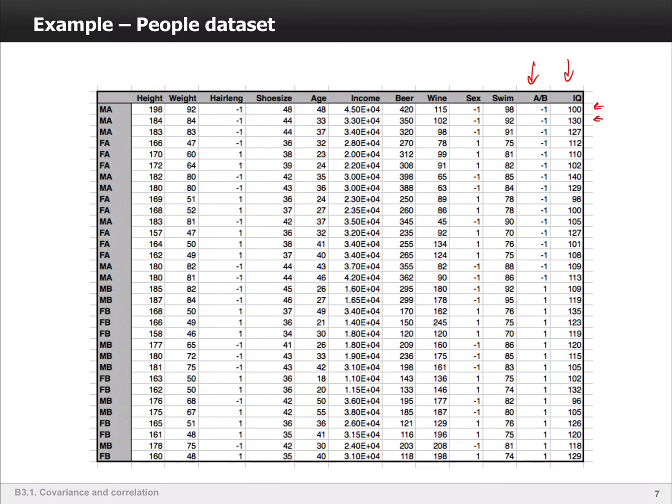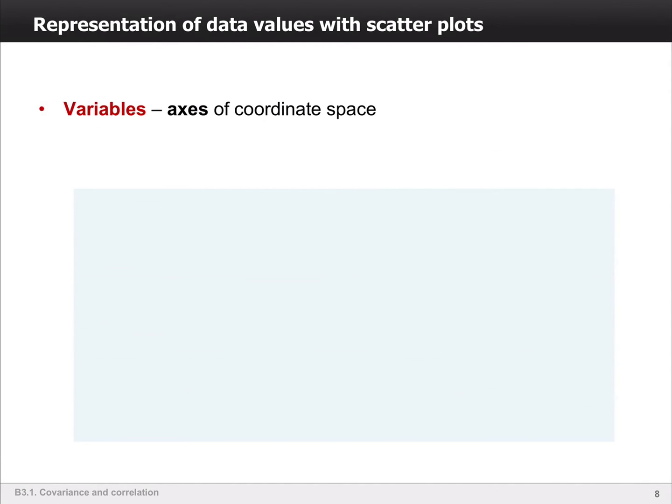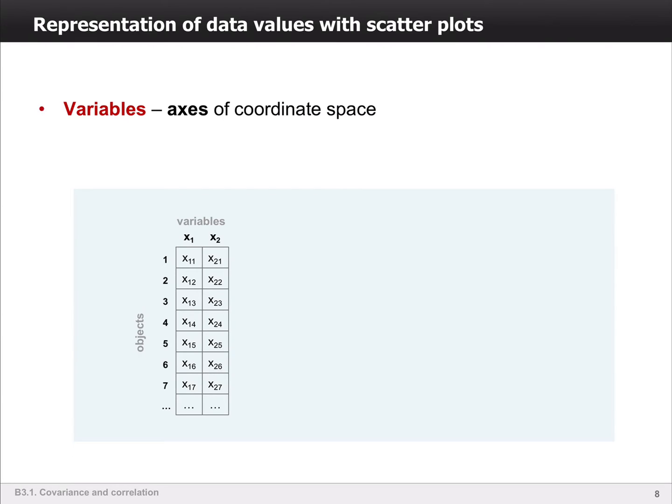Okay. This kind of data, if you want to analyze the association between two variables, can be represented graphically in a very simple way. We actually already use this kind of plots. So the idea is the following. The variables are axes of coordinate space. For example, if you have two variables like x1 and x2, in this example you can think about height and weight, you can think about swimming ability and IQ, and any other two variables, then these two variables are axes, okay? So this is how it looks like.